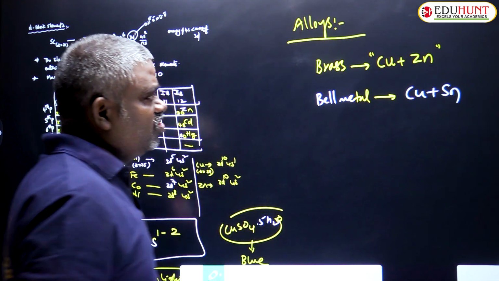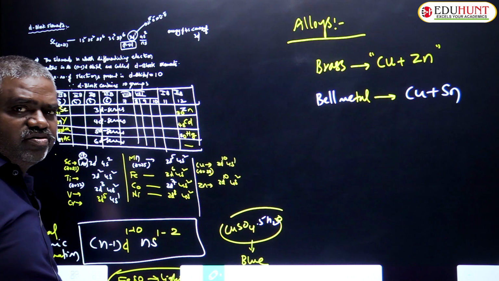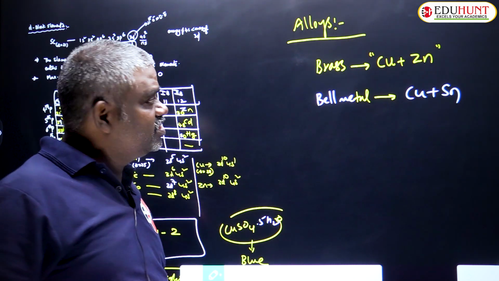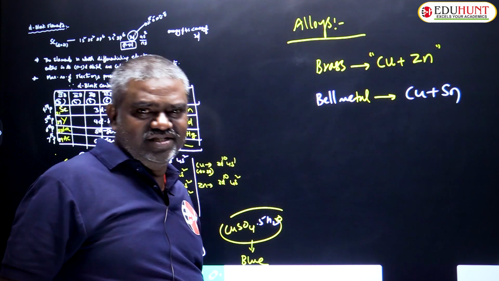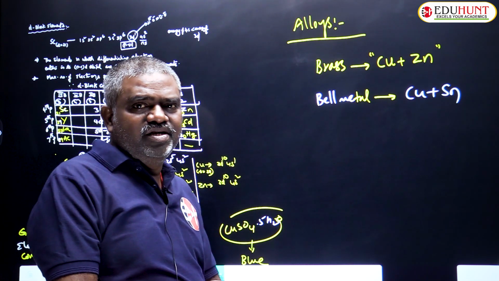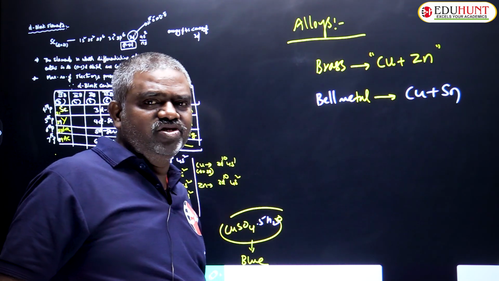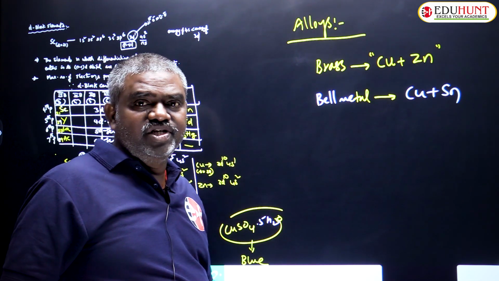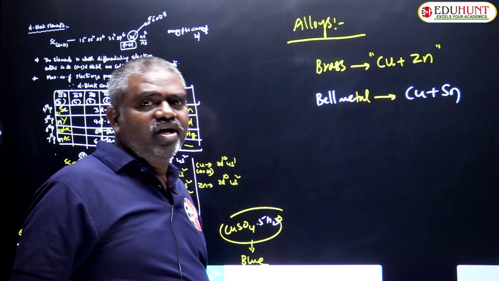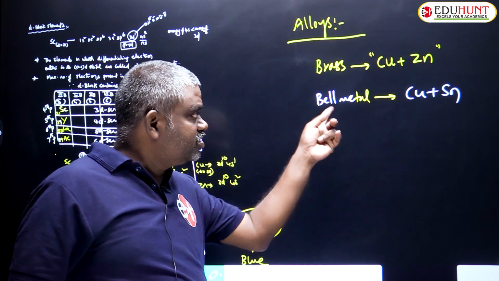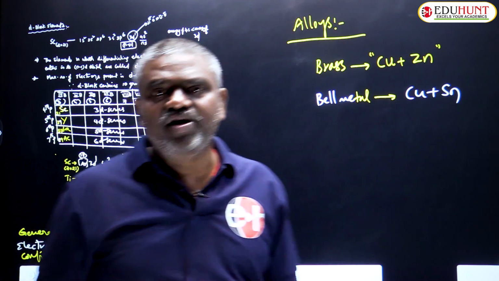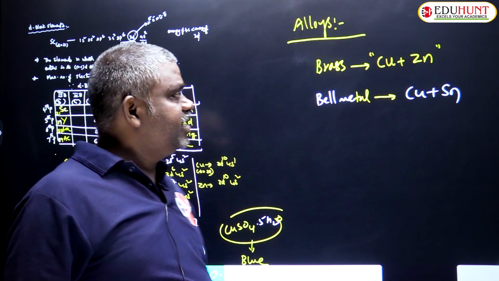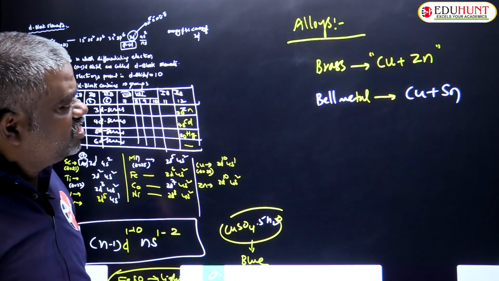Bell metal, copper plus tin. We know the bell metal gives more noise. If you take only copper, it makes very little noise by hitting, but if you add tin then it gives more noise. So bell metal is the alloy, the mixture of copper and tin.